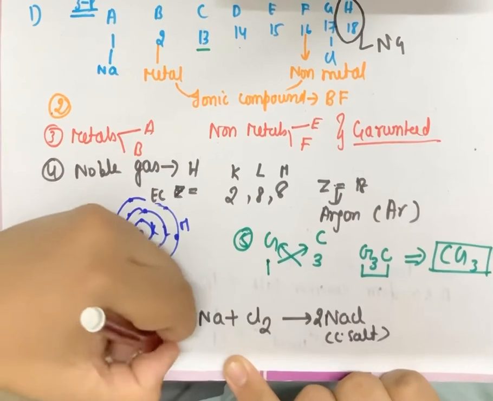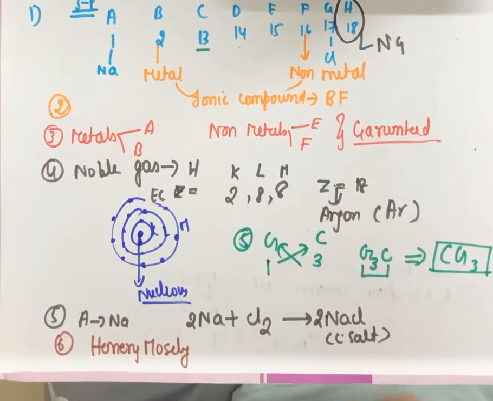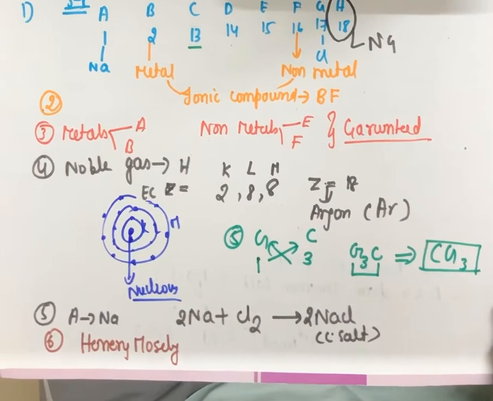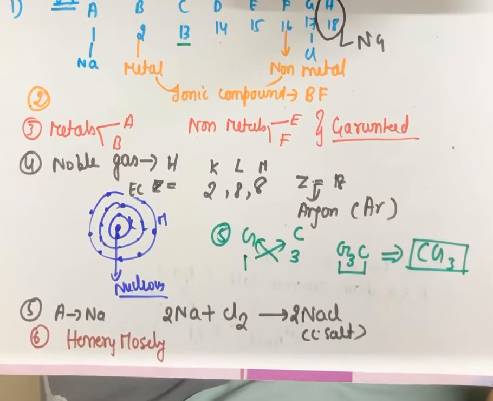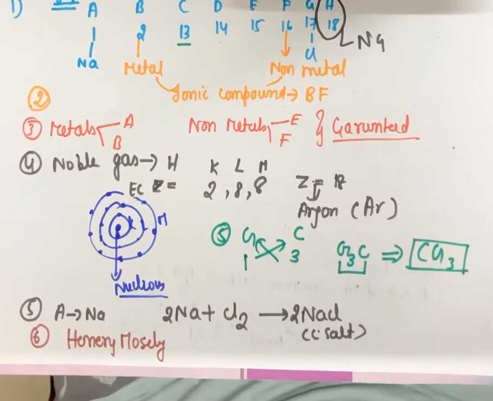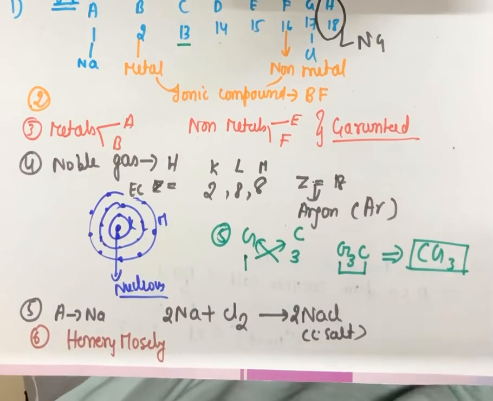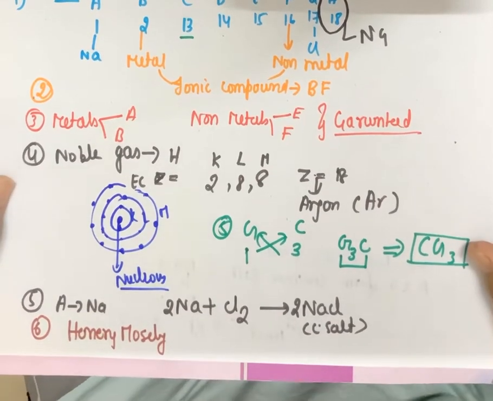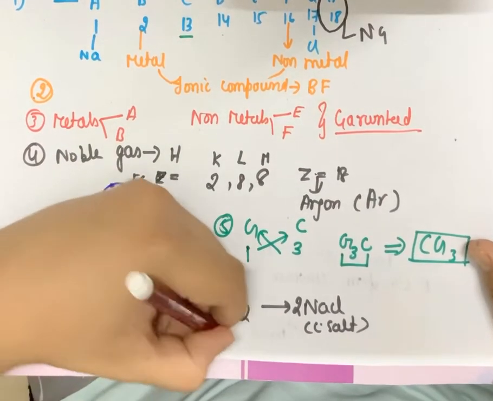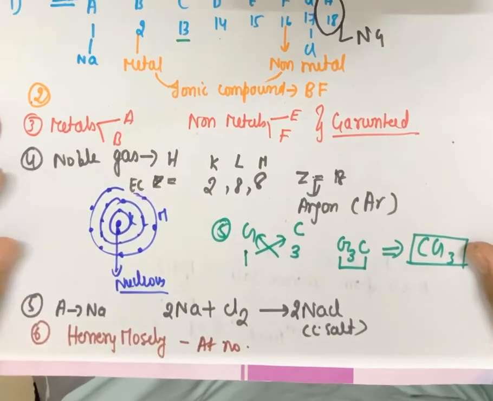And what is the law I am asked about? The modern periodic law, that states the properties of an element are the periodic function of its atomic number. So properties of elements are based on the atomic number. That's what Henry Moseley gave in his modern periodic law. So you have been asked to write that law. Okay, so atomic number, that's the basis.